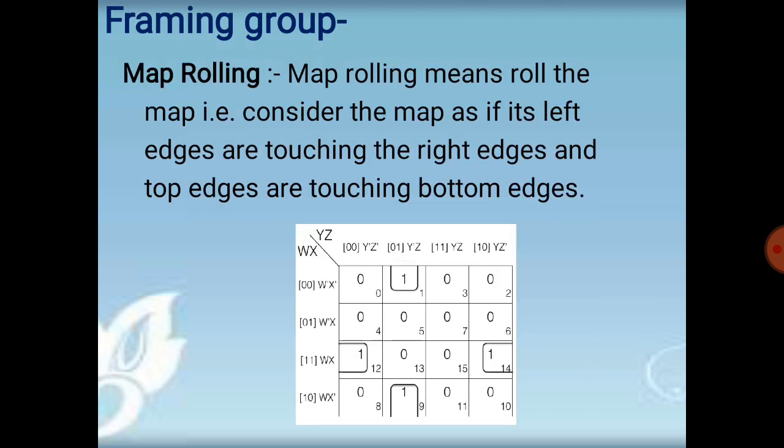Now map rolling. Map rolling means roll the map, that is, consider the map as if its left edges are touching the right edges and top edges are touching bottom edges. Here cells 1 and 9 make a pair after rolling, and cells 12 and 14 also make a pair after rolling left to right.